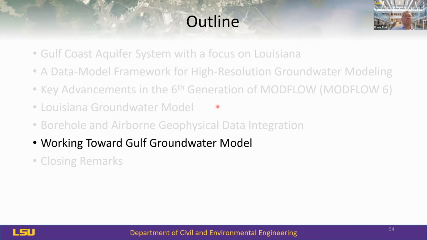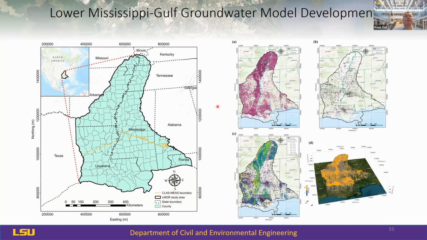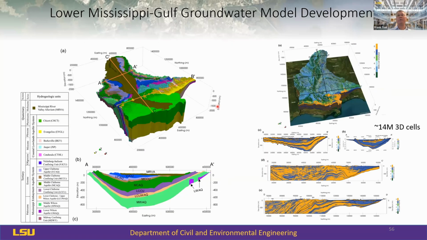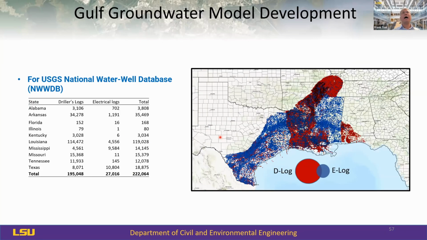I'll keep this one. So, working toward the Gulf model, what we are doing is to build a much bigger groundwater model for the lower Mississippi Gulf, which my students are working on. And this is the current progress: we already have a geological model, and we are going to start to split the model into four groundwater systems. And in the future, hopefully, we'll be able to analyze the Texas data, and so we know the Texas data, we'll be able to build the groundwater model for Texas coastal areas.